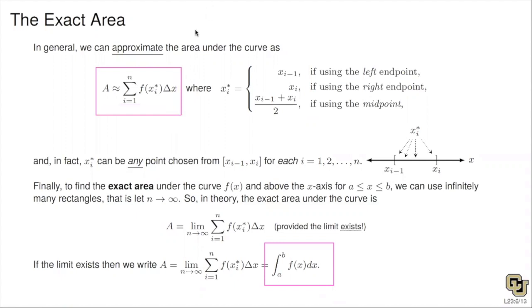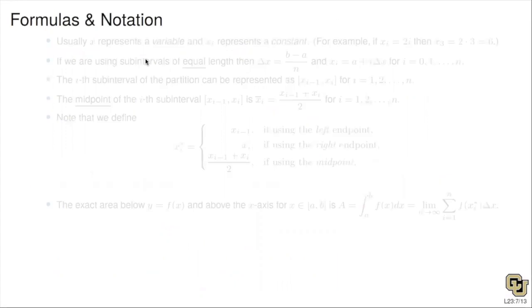To find the exact area, I take the approximate area, where we're using n rectangles to do the approximation, and I make n larger and larger and larger and larger. And if the limit exists, then we found the exact area. So that's the theory of it. It's not difficult, but there's all this annoying notation. So I put all the formulas and notation on one slide, okay?